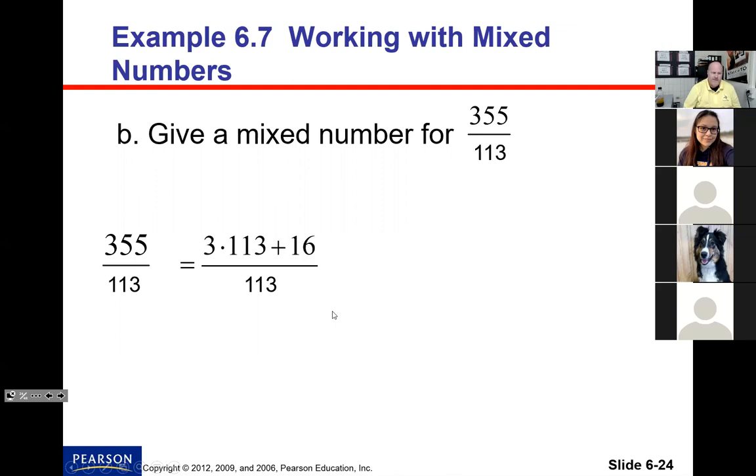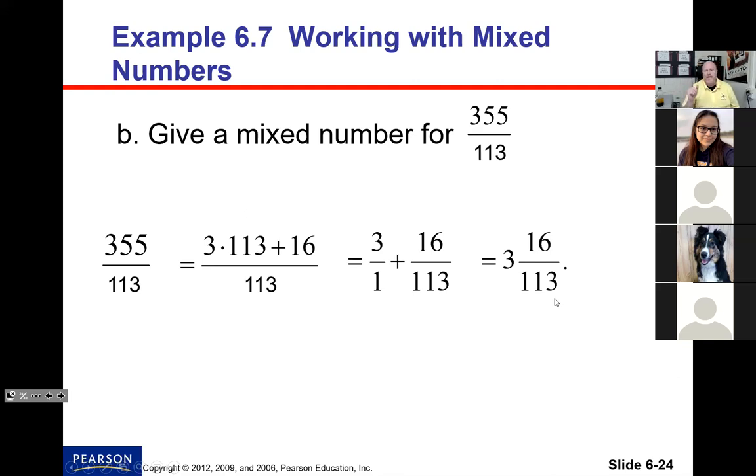Okay. So what we've done is we've broken the whole numerator down into something that makes sense. 3 times 113 is a perfect one, right? Because we get to do it 3 times. So our fraction, if we want to change it to mixed, is 3 and 16 over 113. And if you were unsure about that, could you check? Yeah, 113 times 3 plus 16.